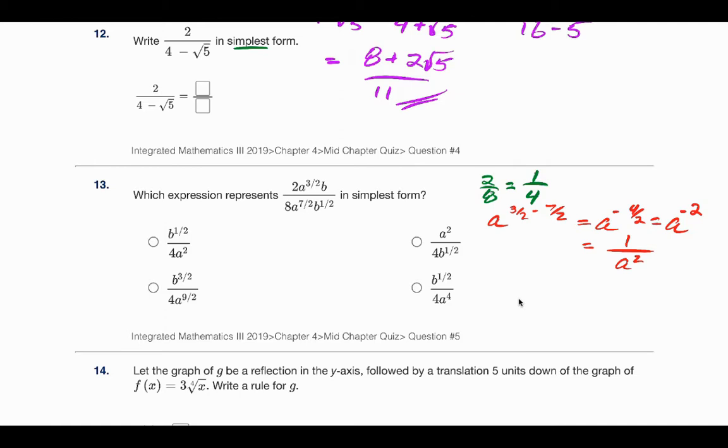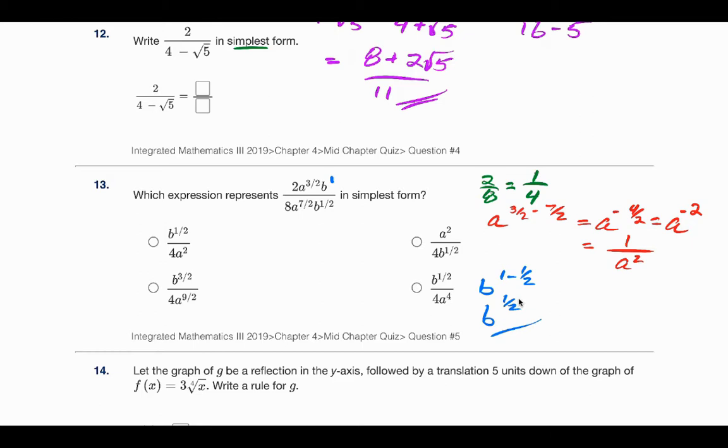Same thing with the b. When the bases are the same, I subtract the exponents. On the top there, remember that if there's not one there, it's understood to be 1. So I'll have 1 minus 1/2, which will give us b to the 1/2. Sorry, I didn't mean to put that equal there. And since that one's positive, that's going to stay on top.